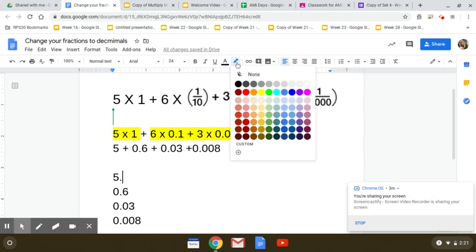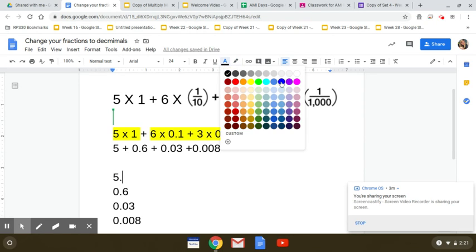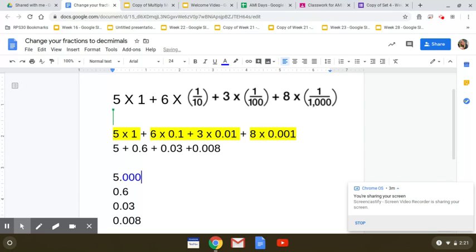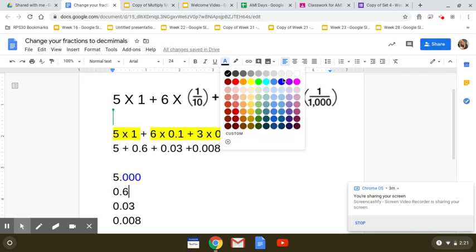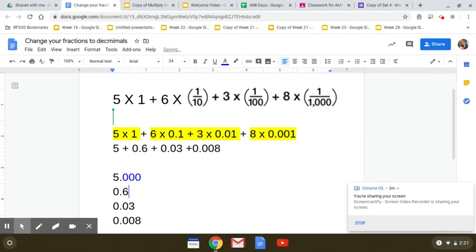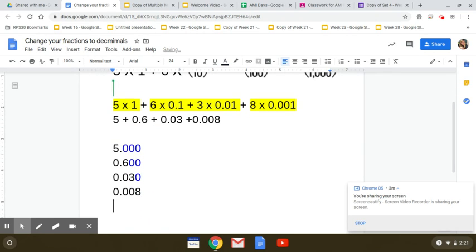And I'll change the color just so that we can see it. So line it up, fill it up. So I'm adding on all of those. And then, so I've lined it up, fill them up. I now have to drop the decimal down. So there goes my decimal.